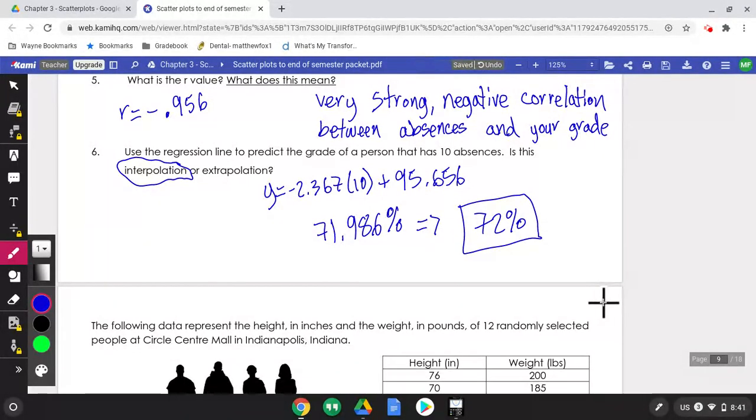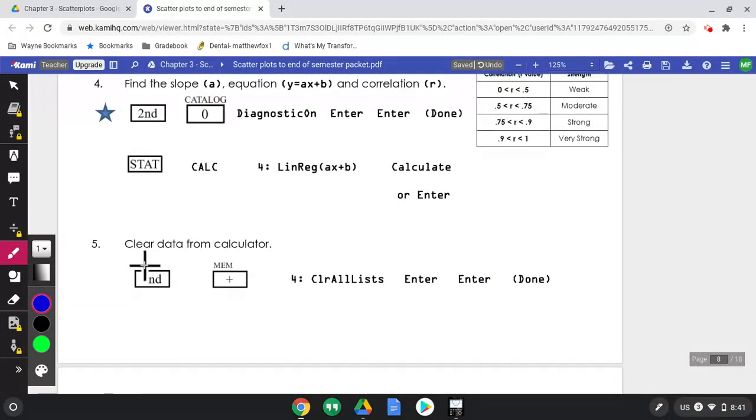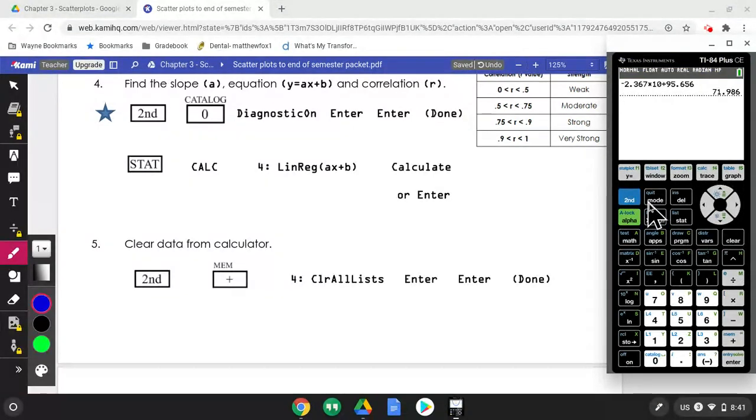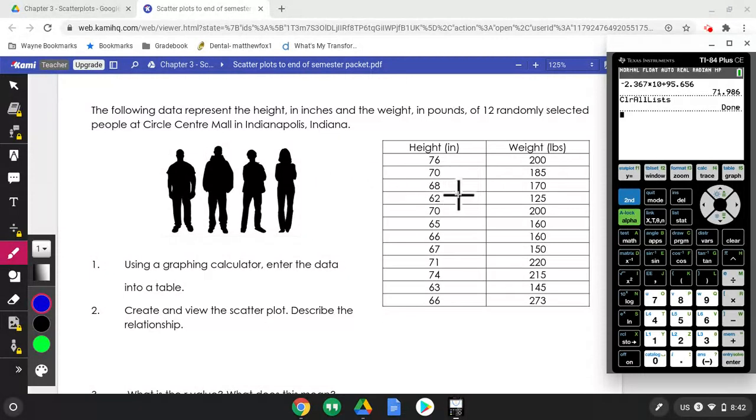All right, so the final thing we need to do now, if you're following along with the calculator sheet, we need to clear the data. So we need to get rid of those lists so that way we can do another problem. So I'll hit second memory over here, the plus. This one's a little easier, just hit 4. To clear all lists, we just hit enter, and the done pops up. Now what that did, if I go back to stat and to edit, you'll notice these lists, they no longer have any information on them. They are done, they are cleared, which is good because now when I come back to this next problem, I can enter in a new data set.